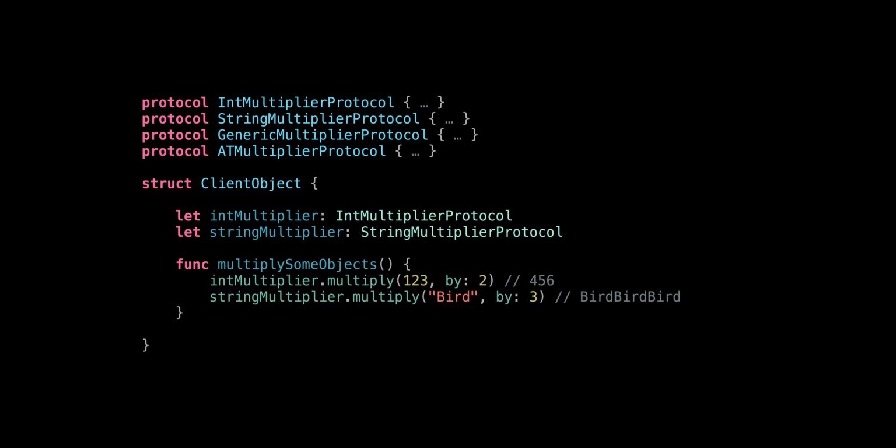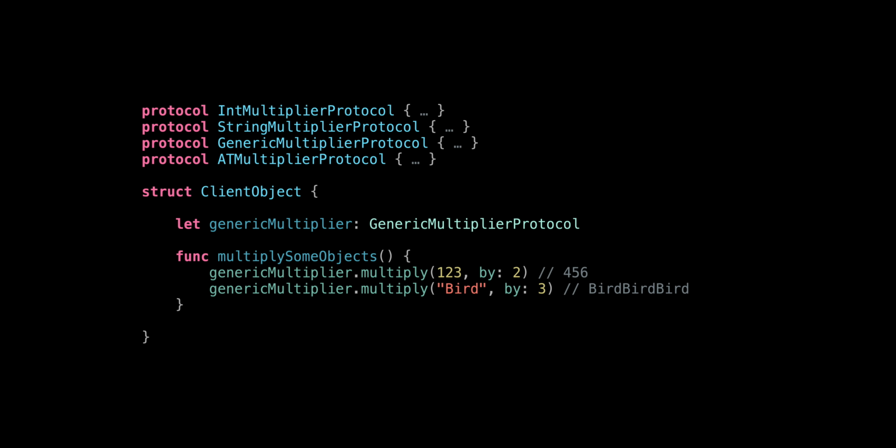Using the protocol with generics is much easier. You declare a single property, and again you can call its multiply method directly on this property. What's even better is that you can call the same method with parameters of any type. While the plan is to support only strings and integers, resolving the parameter is the implementation's job.